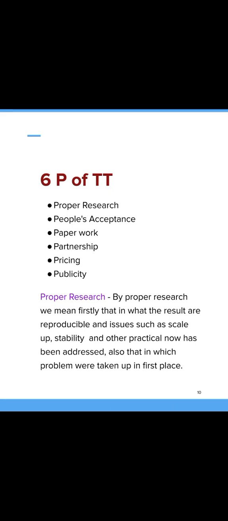6P of TT technology transfer. It includes proper research, people's acceptance, paperwork, partnership, pricing, and last one is publicity. First one is proper research. By proper research we mean firstly that the results are reproducible and issues such as scale up studies and other practical issues have been addressed, also that the problem which was taken up in the first place.